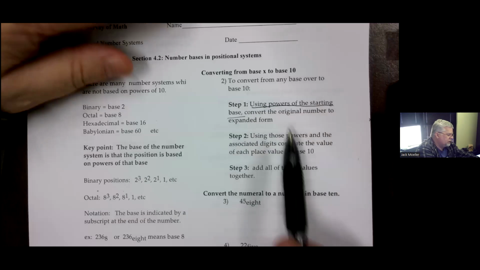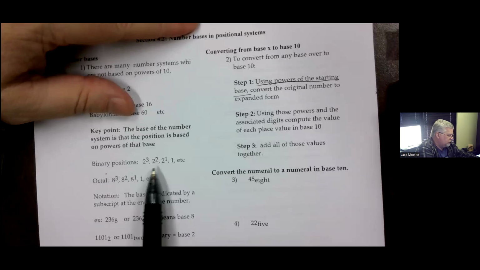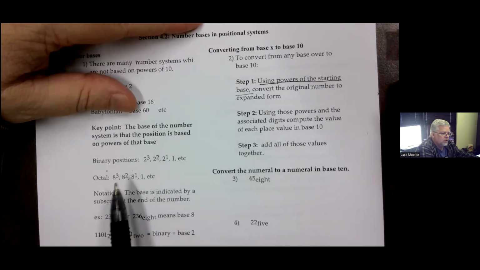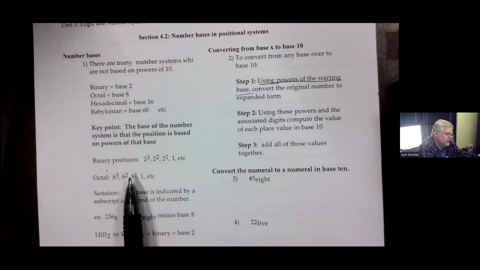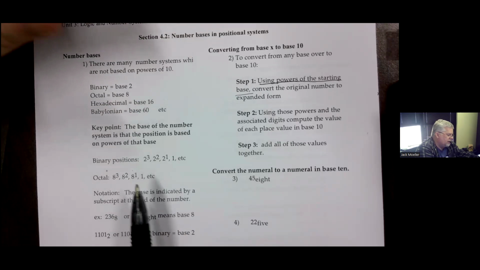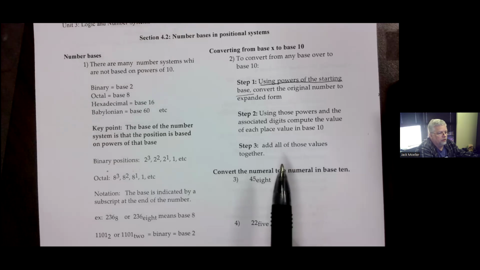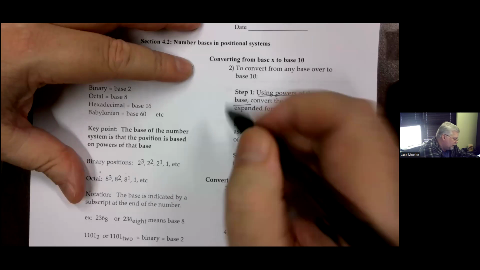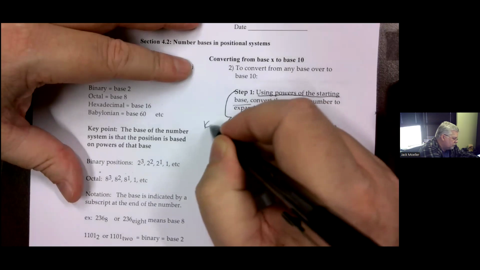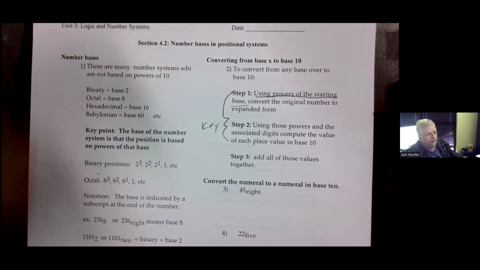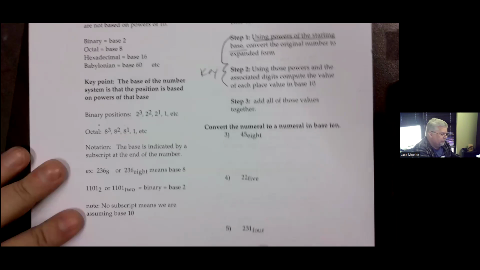Basically, once we put it in expanded form with powers, then we have to convert these powers to actual base 10 numbers. Once we do that for each place value, then we just add them all up, and there's our number. So really the key is those first 2 steps. The last step is just addition. And this is why in 4.1 I had you do a lot of expanded form problems, because we need it in here.